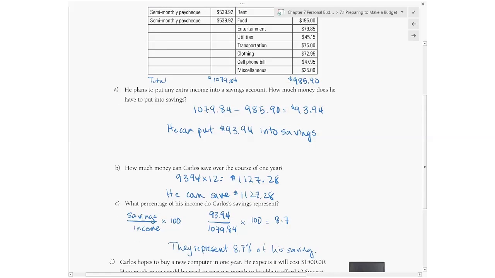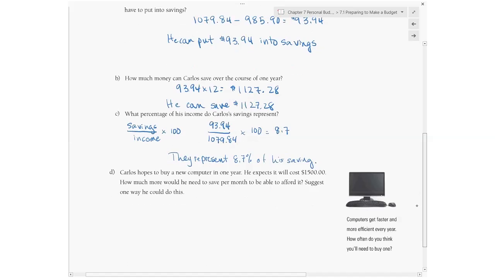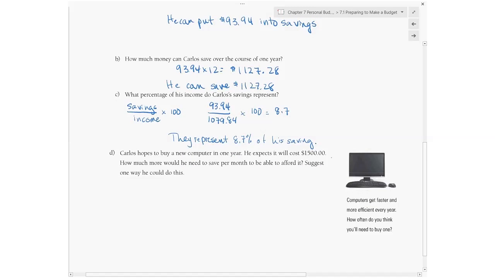Okay, and then D. Carlos hopes to buy a new computer in 1 year. He expects it will cost $1,500. How much more will he need to save per month to be able to afford it? Suggest one way he could do that. So he expects it's going to cost $1,500. He's going to save only this much money. So $1,500 minus what he has in savings if he keeps that up, and he's short $372.72 in 1 year.